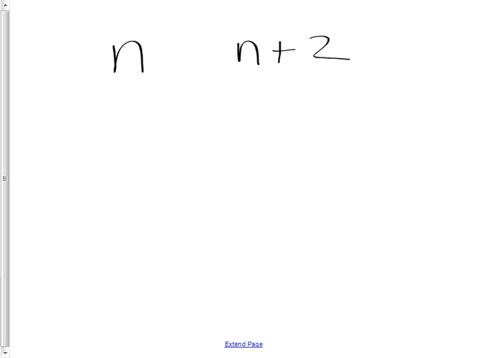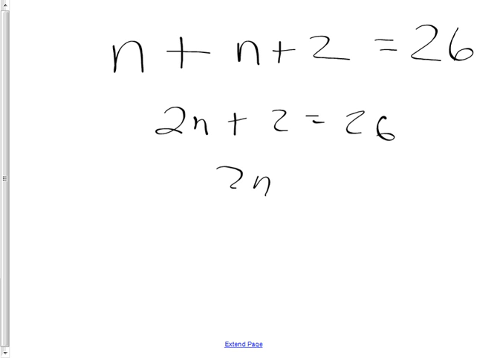Add, subtract, multiply, divide them. Add them, because I said sum. The sum of them is equal to 26. All right, that was a fairly simple one. Now I just have to solve it. That'd be 2n plus 2 equals 26, and then it would be 2n equals 26 minus 2 is 24, and then n is equal to 2 times what makes 24? 12. Raise your hand if you had that one right. Okay, good. Now, here's the hard part.